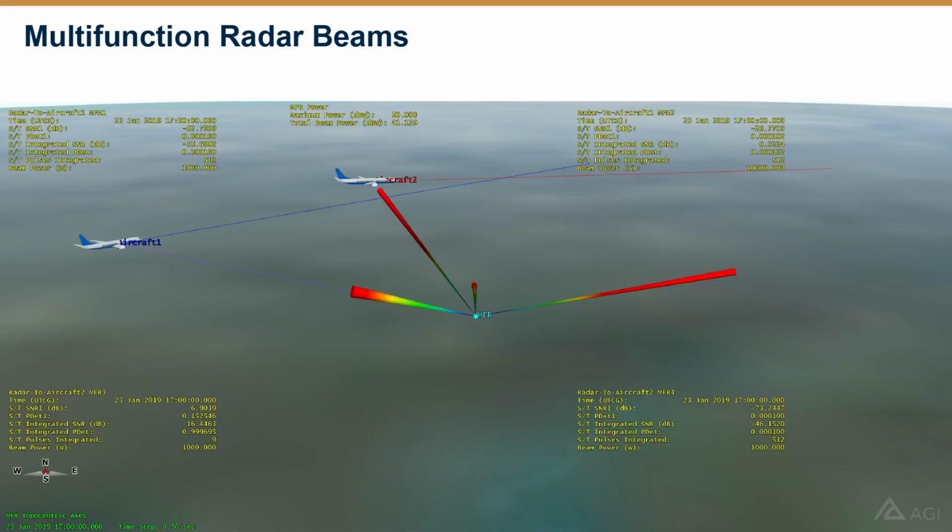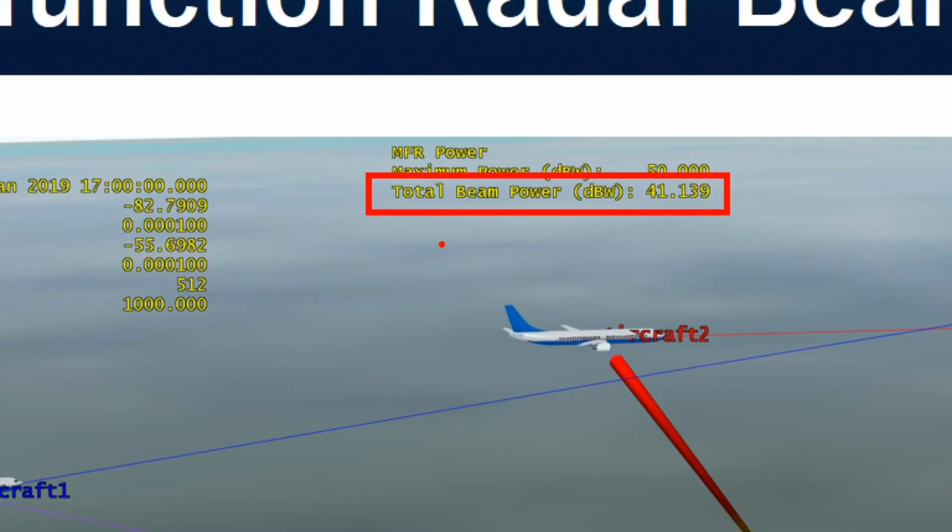So here we just have a bit of images of the multifunction radar itself. In this image, we're showing 4 beams, and in the corners we have data metrics for each of those beams. As you can see in the top left, which is the one I'm going to be focusing on, we have integrated SNR listed in decibels. Up here at the top, we also have maximum power. As you can see here, we have a little data display that tells us that our total beam power at this current instance in time is only 41.139 decibel watts, which is below the maximum power limit.